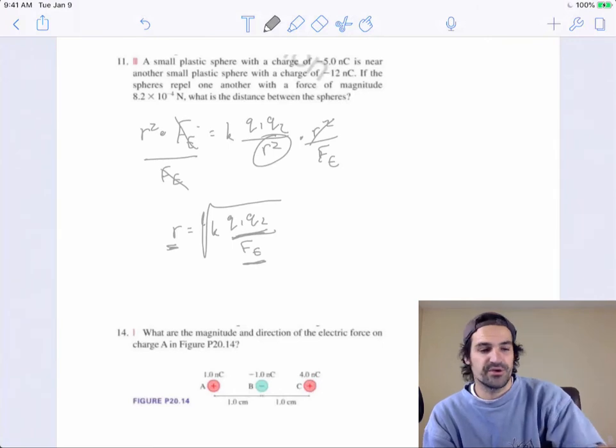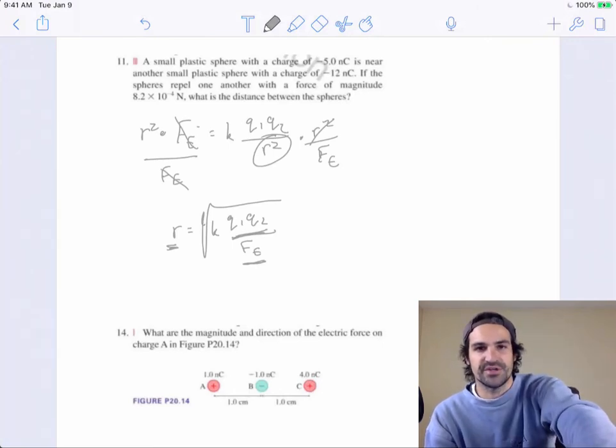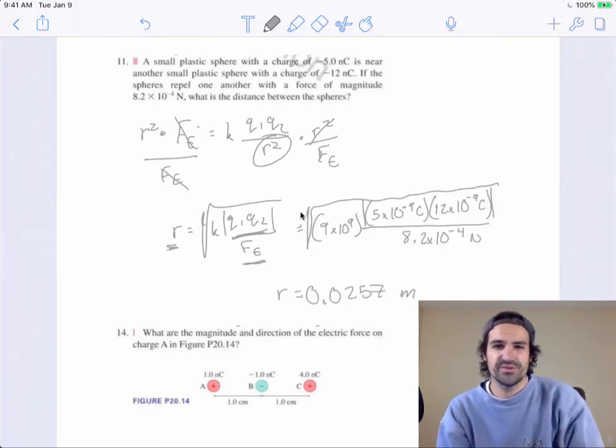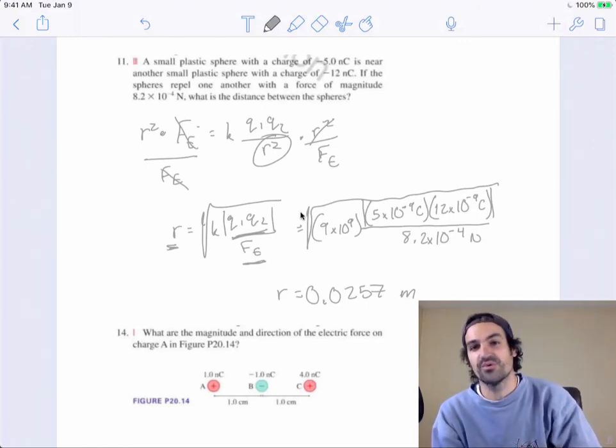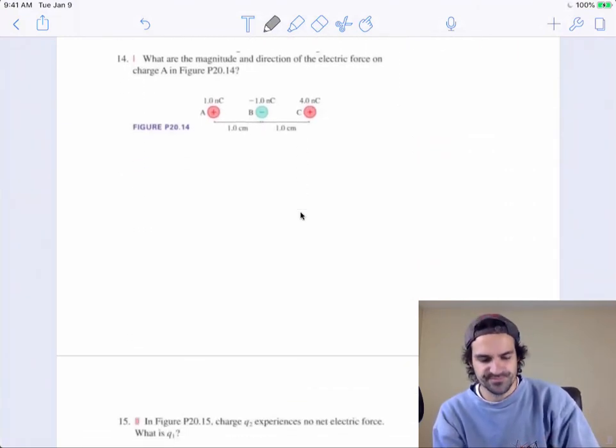So now we can plug in our numbers and calculate our final answer of 0.0257 meters, or 2.57 centimeters.